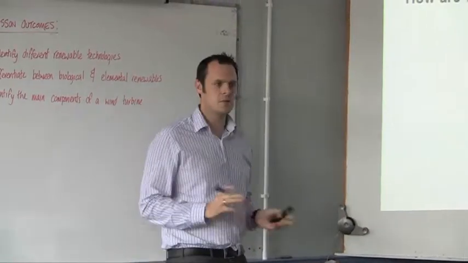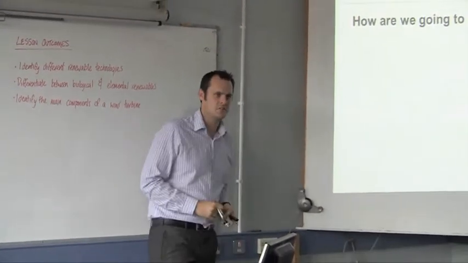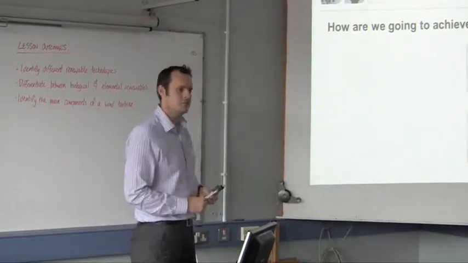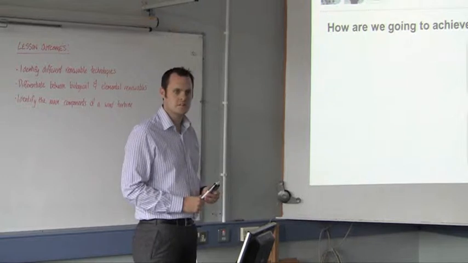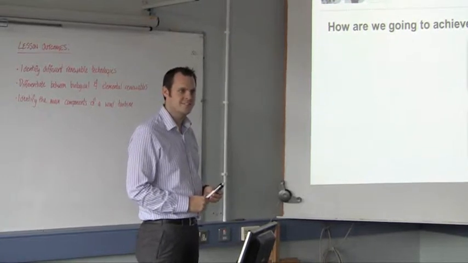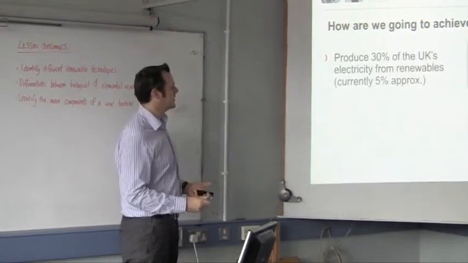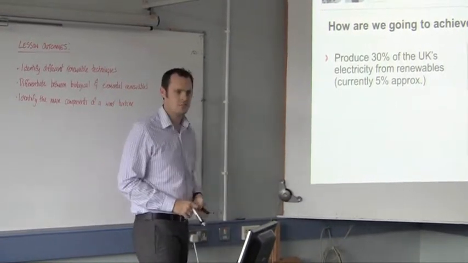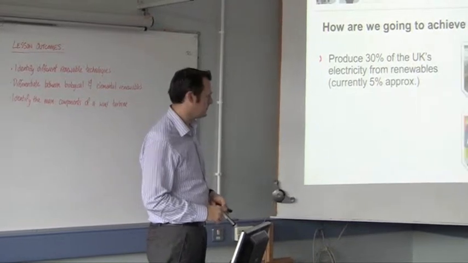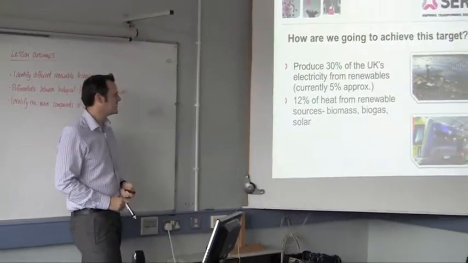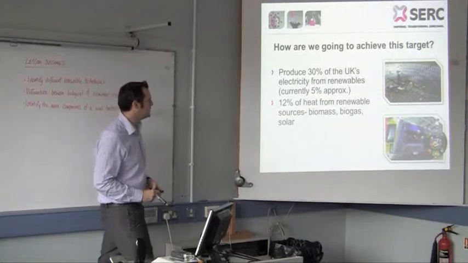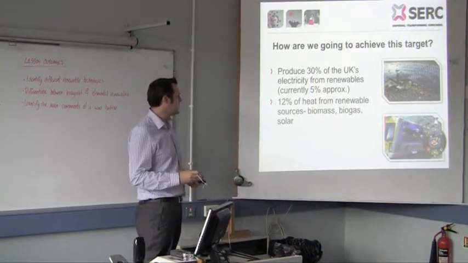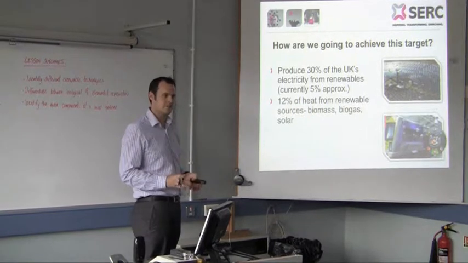Has anybody any ideas of how we're going to achieve these targets, or what the government is looking at? Has anybody come across anything before? Any ideas? One of the first things is they want to produce 30% of the UK's electricity from renewable sources. The trains are changing to electric, aren't they? Yep, that would be the next one, which you'll look at in a wee second. So producing 30% of the UK's electricity from renewables, and currently we're only producing about 5% of electricity.